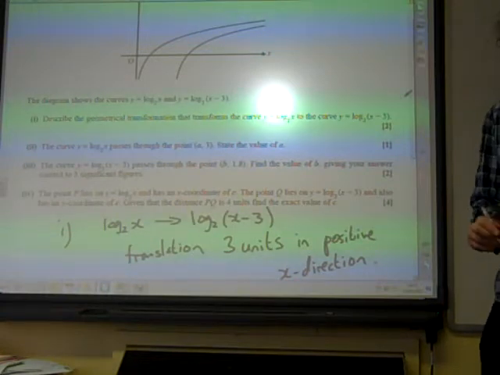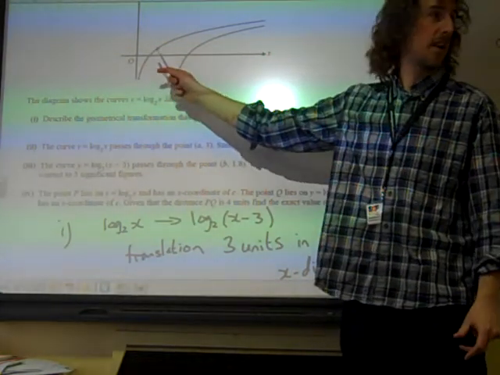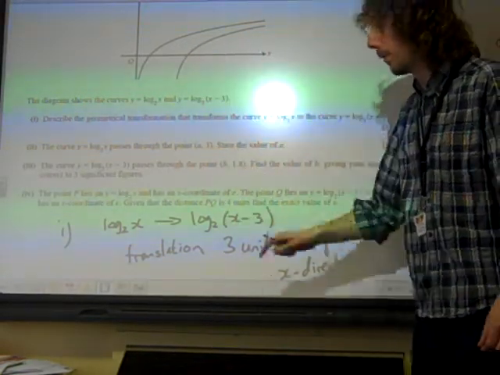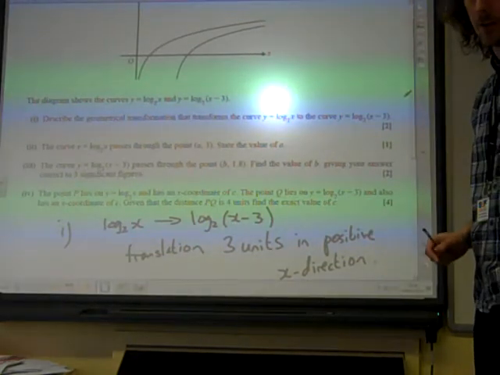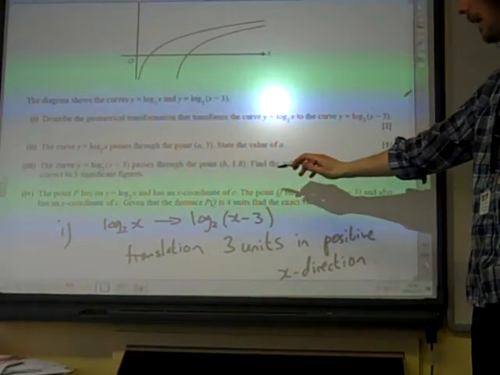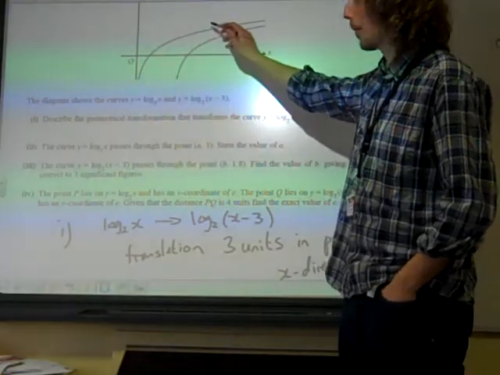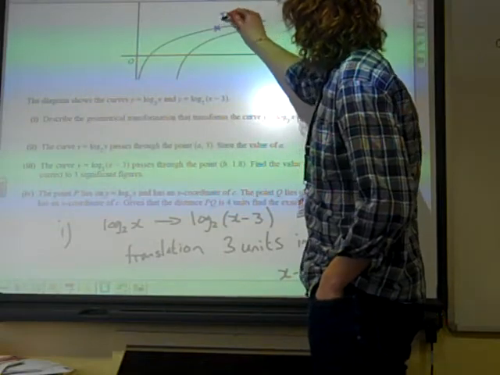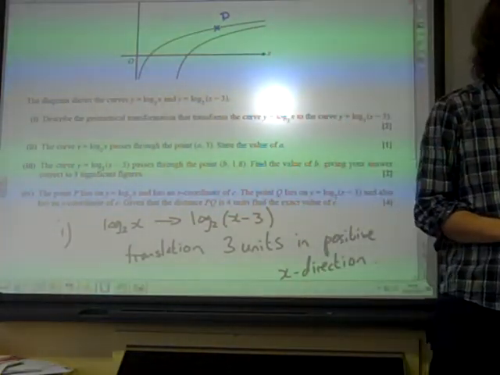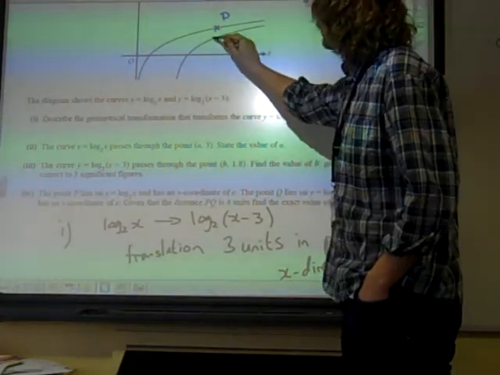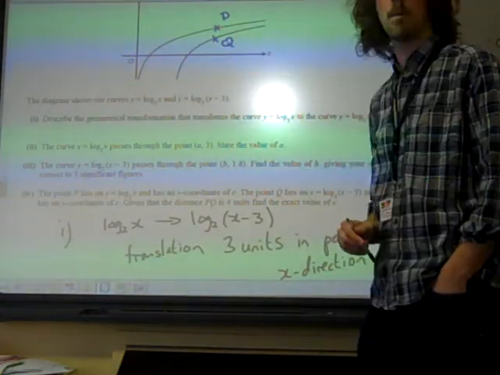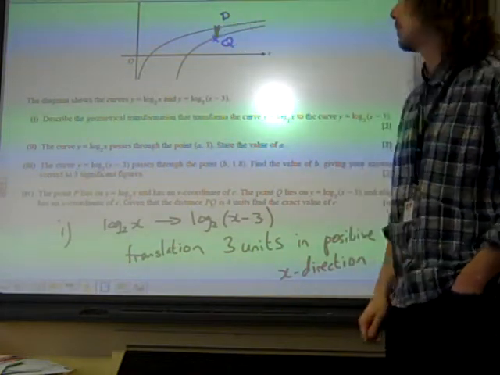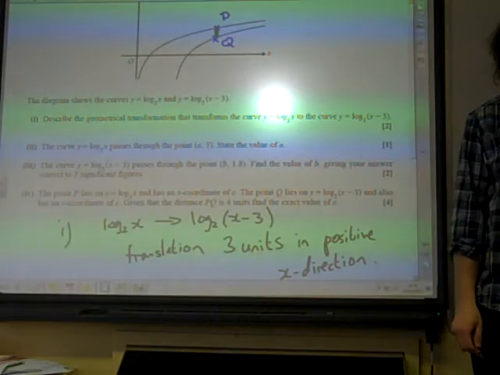Okay. We've just said that the second one was a translation 3 units to the right. So when we have this described here, we've got the point P. This is the curve log base 2 of x. So P is somewhere like there. Q has exactly the same x coordinates, so Q is underneath it there. And that distance, represented by that green smudge there, is a distance of 4.